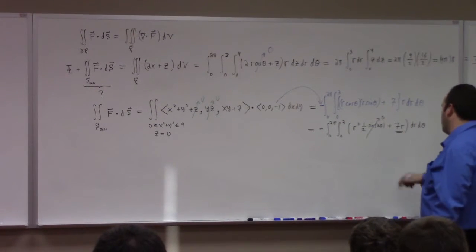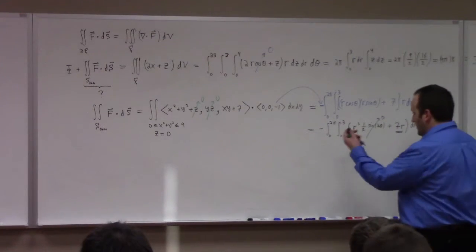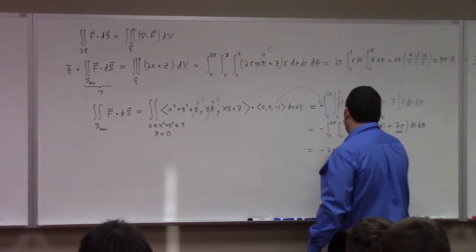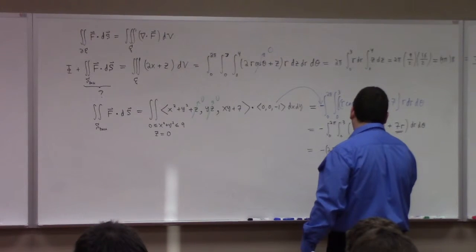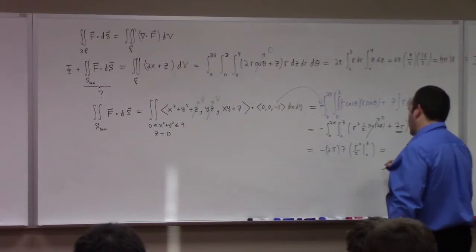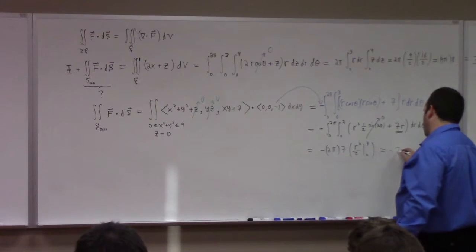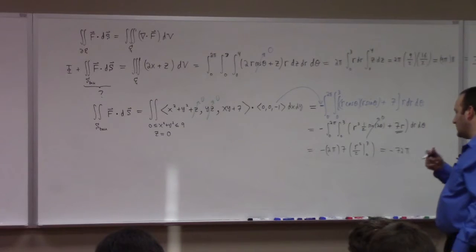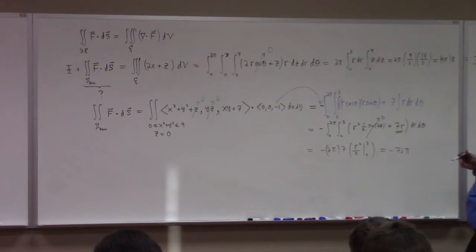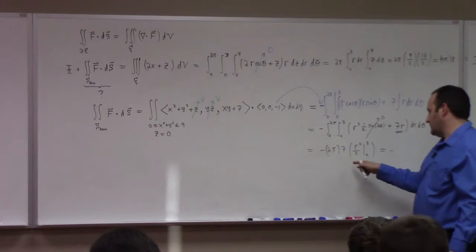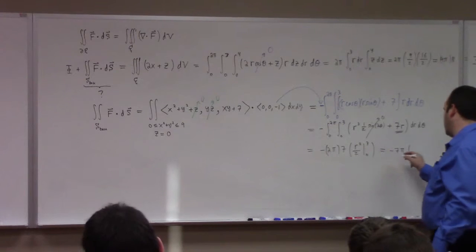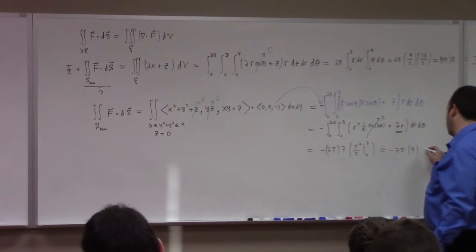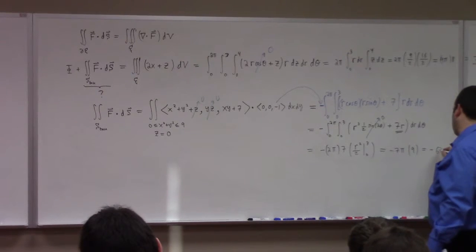And so this is the only non-trivial piece to worry about. And there's no theta dependence. The theta just integrates to minus 2 pi, with a minus out there, right? Minus 2 pi. And then 7 times r squared over 2, evaluated from 0 to 3. So the 2's cancel, and I'm left with minus 7 pi times 9. What's 7 times 9? Minus 63, right?